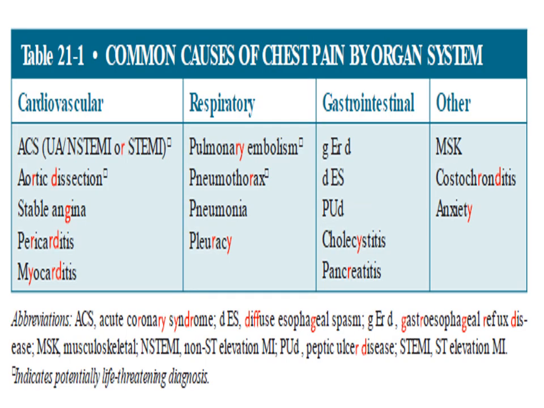The most important causes of chest pain include cardiovascular causes such as acute coronary syndrome, aortic dissection, stable angina, pericarditis or myocarditis; respiratory causes such as pulmonary embolism, pneumothorax, pneumonia, and pleurisy; GIT causes including GERD or gastroesophageal reflux, peptic ulcer disease, cholecystitis or pancreatitis; and other causes including musculoskeletal causes, costochondritis or anxiety.